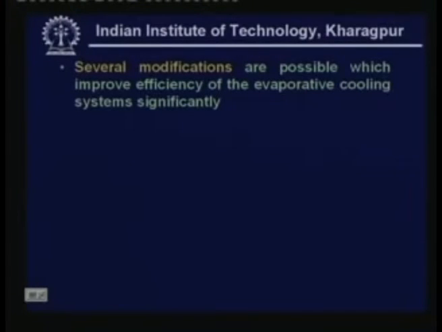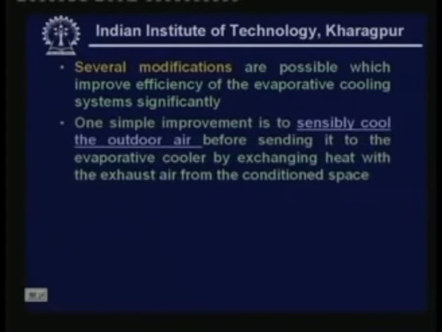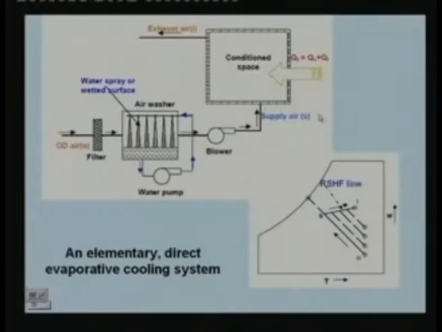Now, several modifications are possible which improve the efficiency of evaporative cooling systems significantly. Let us look at what these modifications are. I will just discuss one or two. One simple modification is that you can sensibly cool the outdoor air before sending it to the evaporative cooler by exchanging heat with the exhaust air from the conditioned space. So, this is one of the simple improvements. Let me explain this.